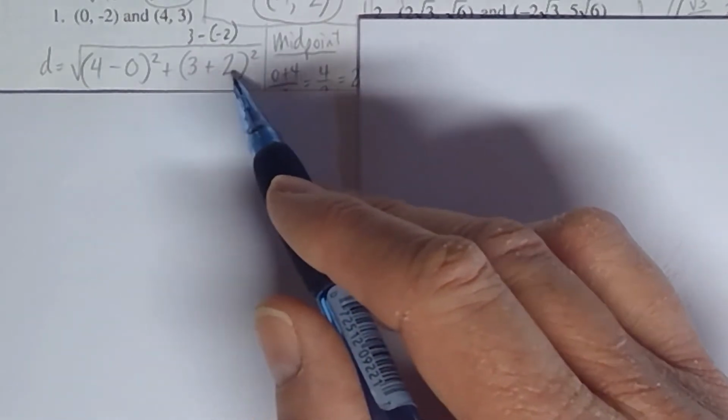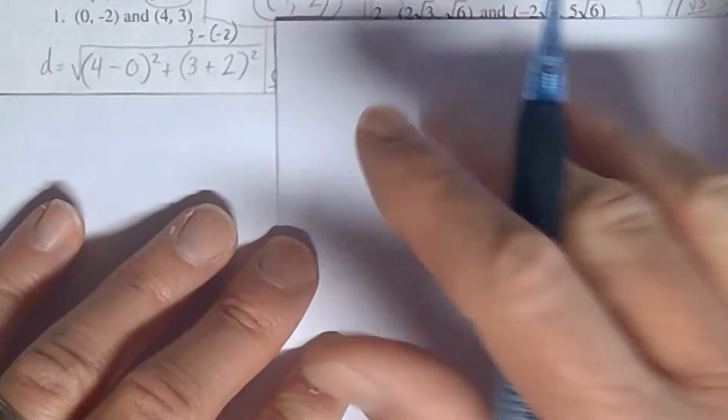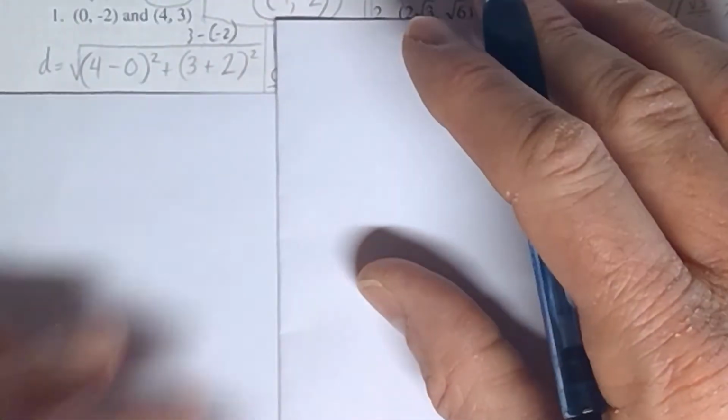You can write it just like that. You don't have to put the double negative in there. You can just change it to plus. And so that's how it comes out.